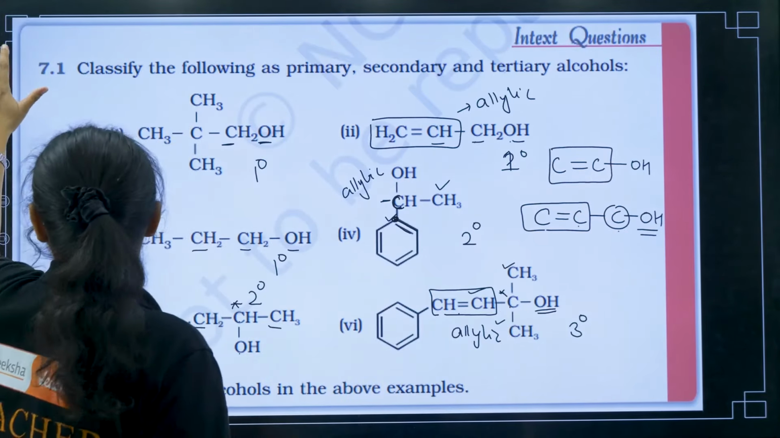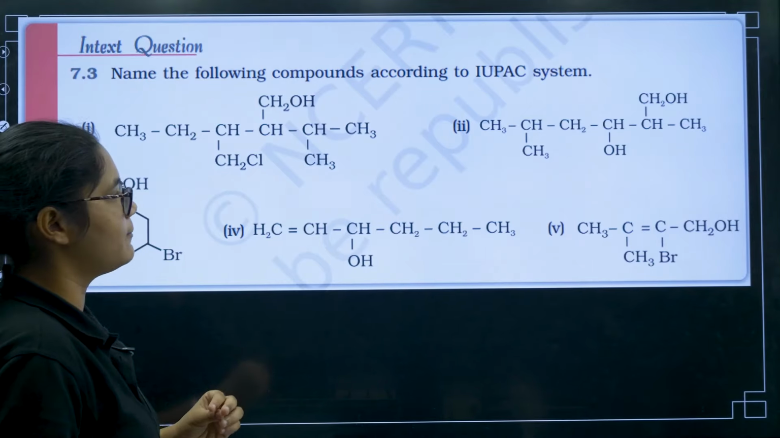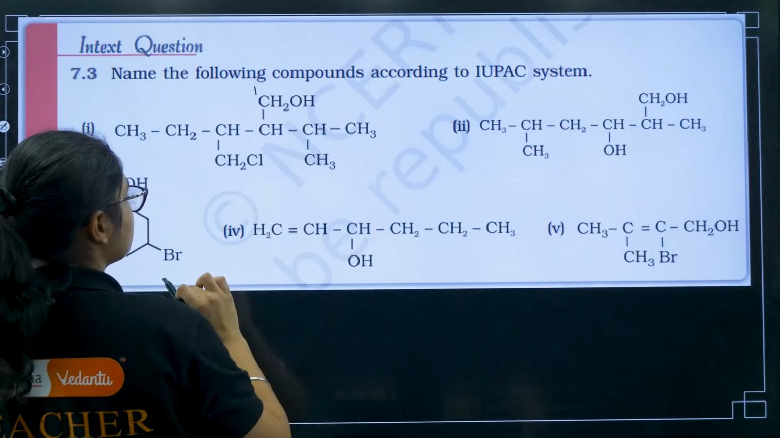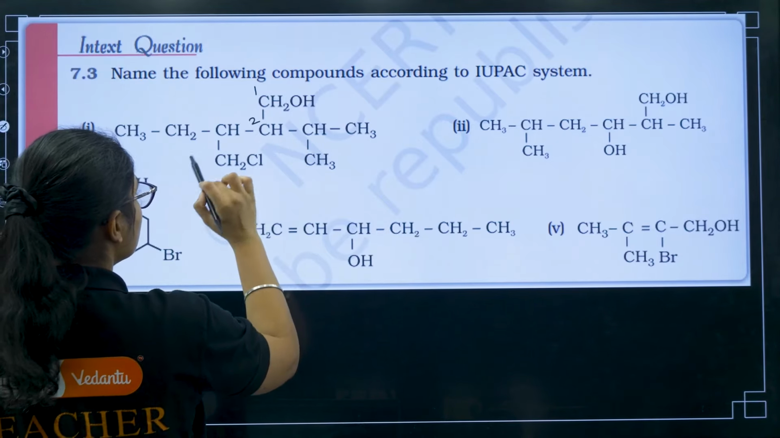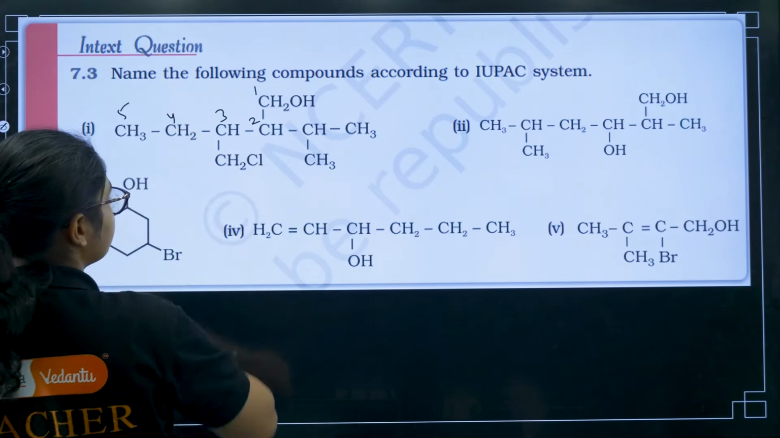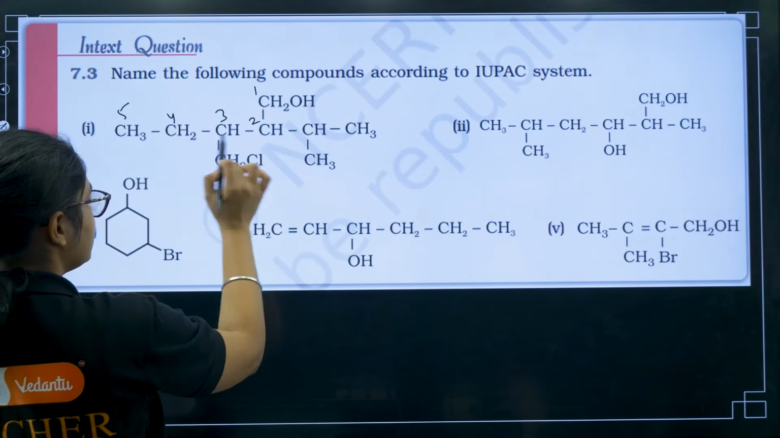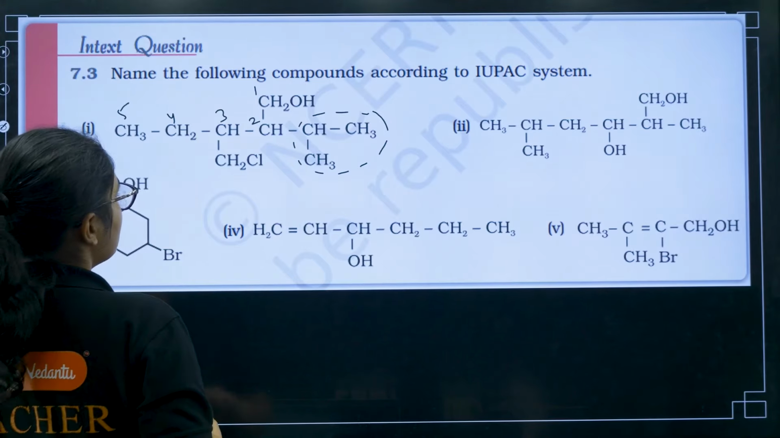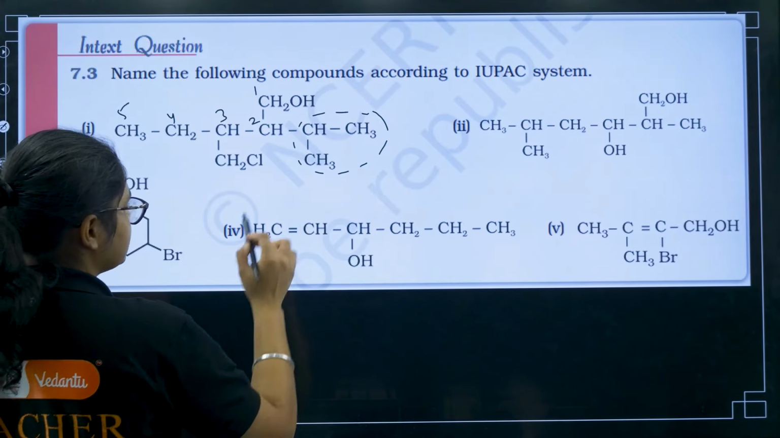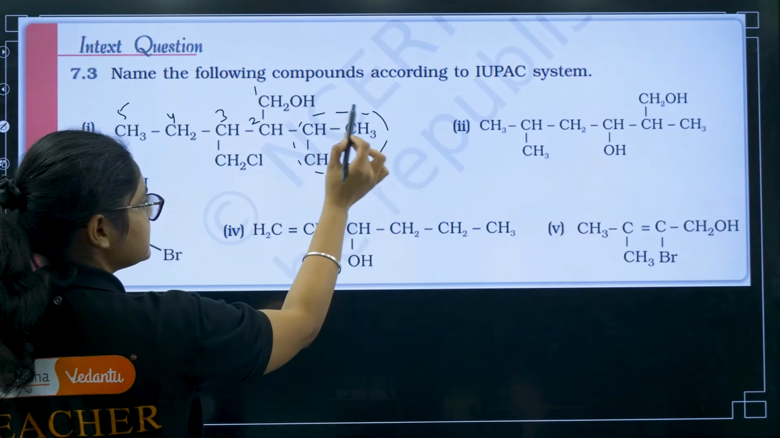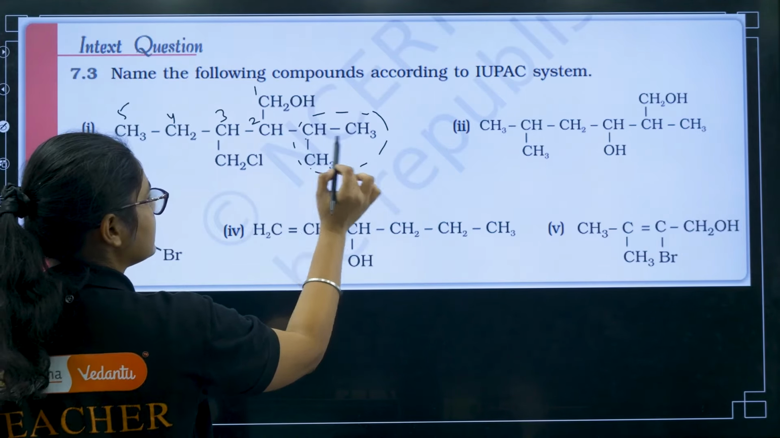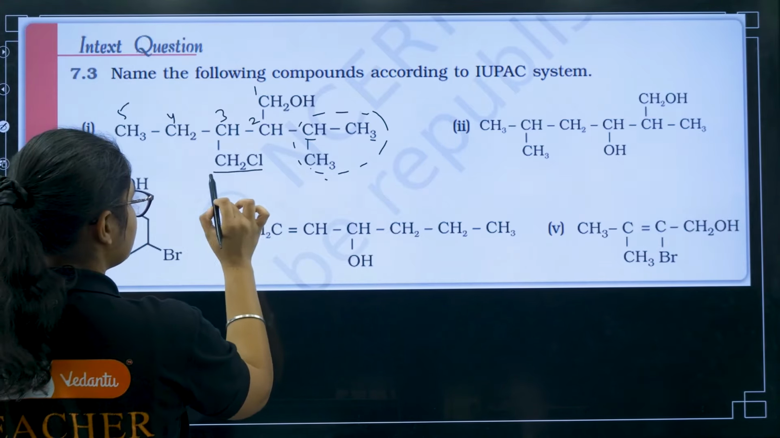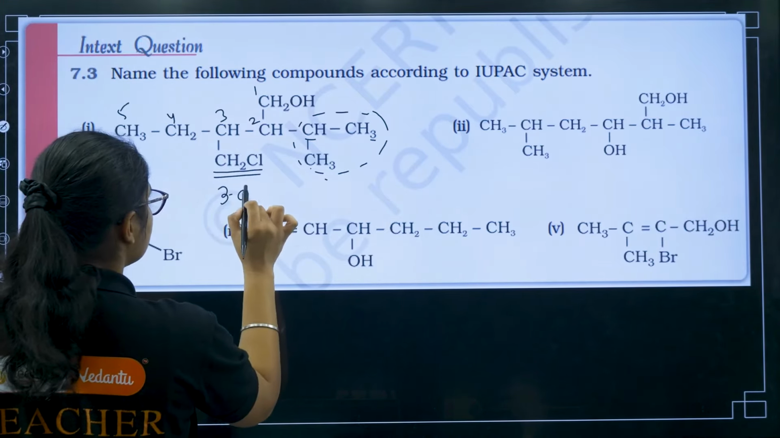Okay, now we will go to 7.2. Name the following compounds according to the IUPAC system. We'll quickly do this one. So first of all you have to start the numbering from here: 1, 2, 3, 4 and 5. If you see the second carbon, one substituent is attached. The name of this substituent is 1-methyl ethyl, and here I have chloromethyl. So alphabetically this one will come first, so it is 3-chloromethyl.